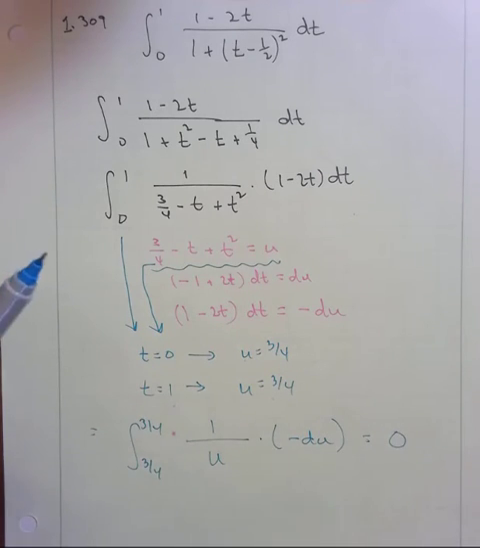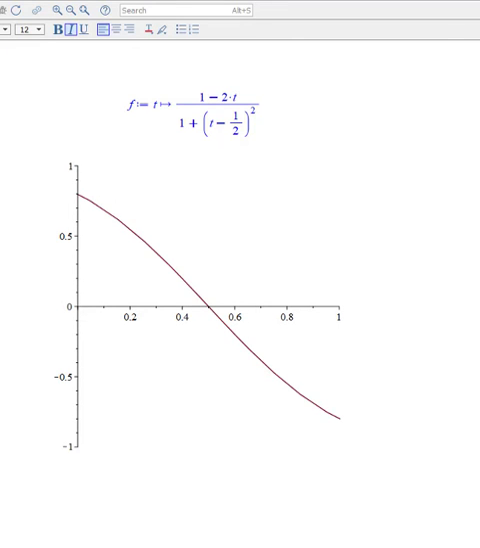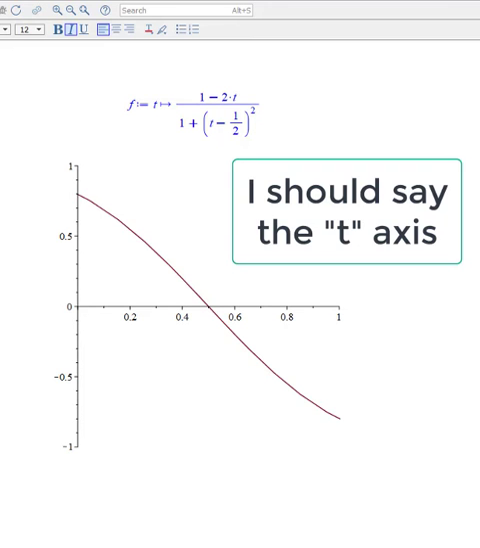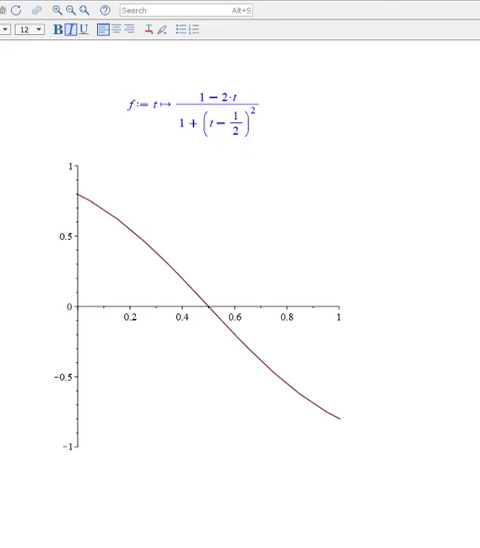And here is some graphical evidence that a value of 0 for this result is not terribly wacky. Courtesy of Maple, here is a plot of the function we just integrated, 1 minus 2t over 1 plus the quantity t minus 1/2 squared. And you can see that it's symmetric above and below the x-axis. It crosses the x-axis at t equals 1/2 because that's where the root is. And so you can see that the net area under this curve turning out to be 0 between t equals 0 and t equals 1 isn't really unexpected.